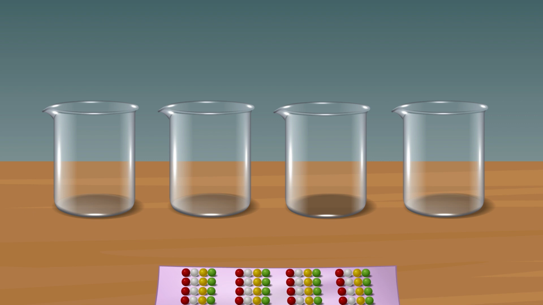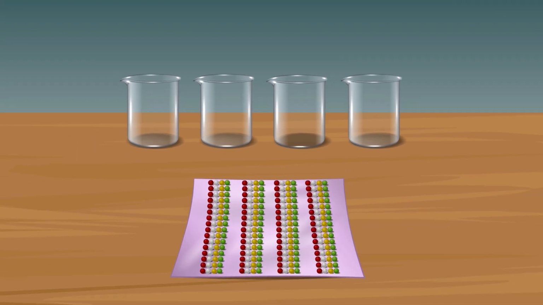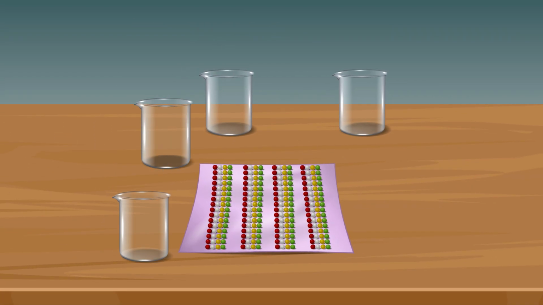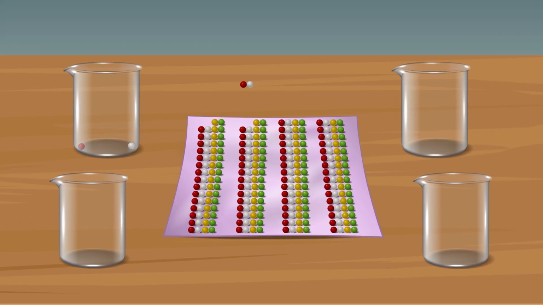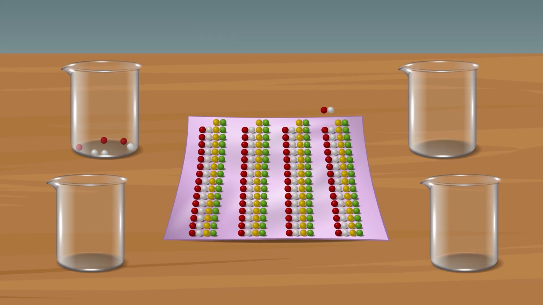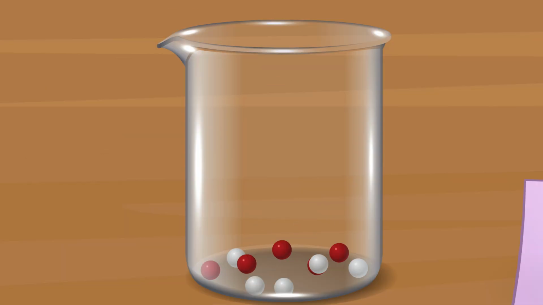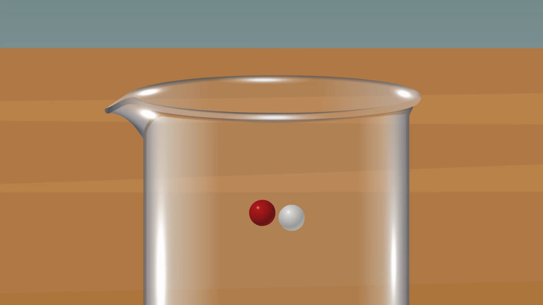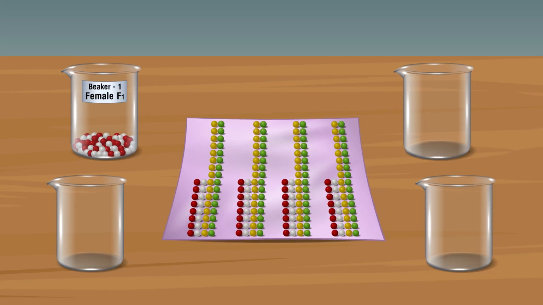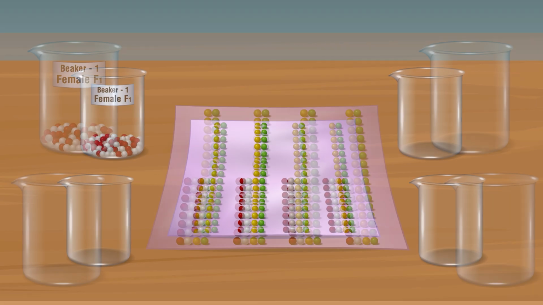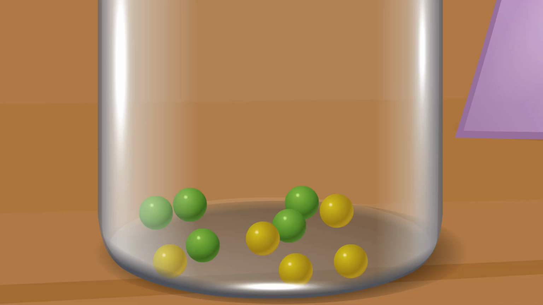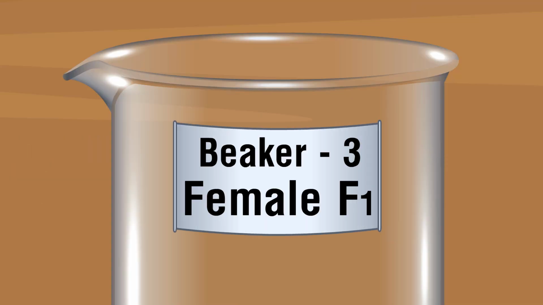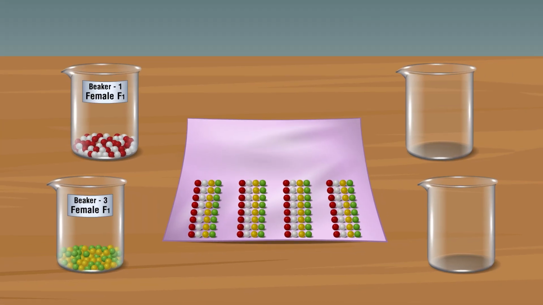Take 4 empty beakers. Place 2 of the beakers on the left side of the towel and another 2 beakers on the right side. Now take the first 32 set of red-white beads and put it in the left side beaker and label it as beaker 1, representing female F1. Take the first 32 set of yellow-green beads and put it in another beaker placed on the left side and label it as beaker 3 female F1.